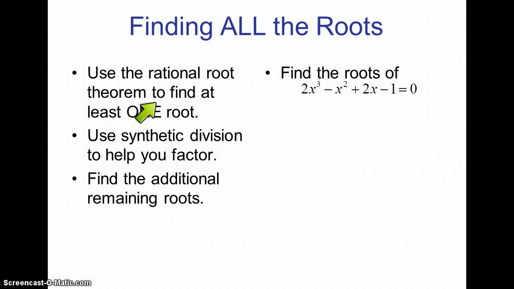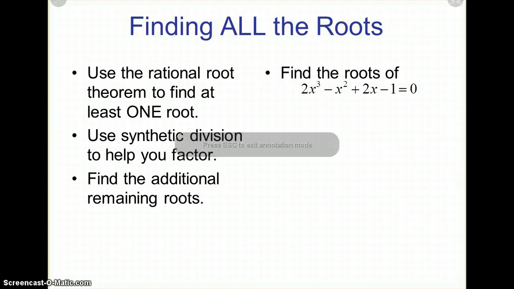So I'm going to use my rational root theorem again, and it says I have to find at least one root. So I don't necessarily have to check all the values like I did last time. As long as I go until I find one of them, once I find one, I can use my synthetic division and finish up my problem from there. So let's do that. Again, we're going to find our roots.